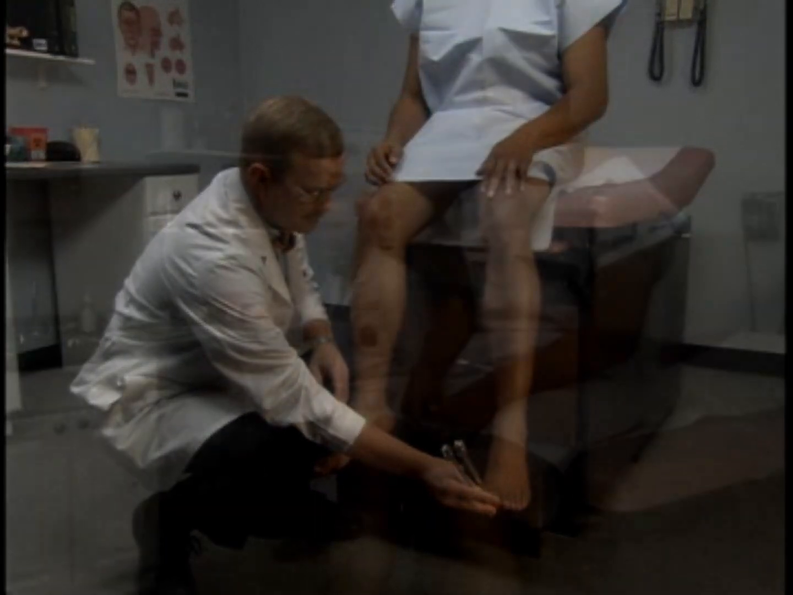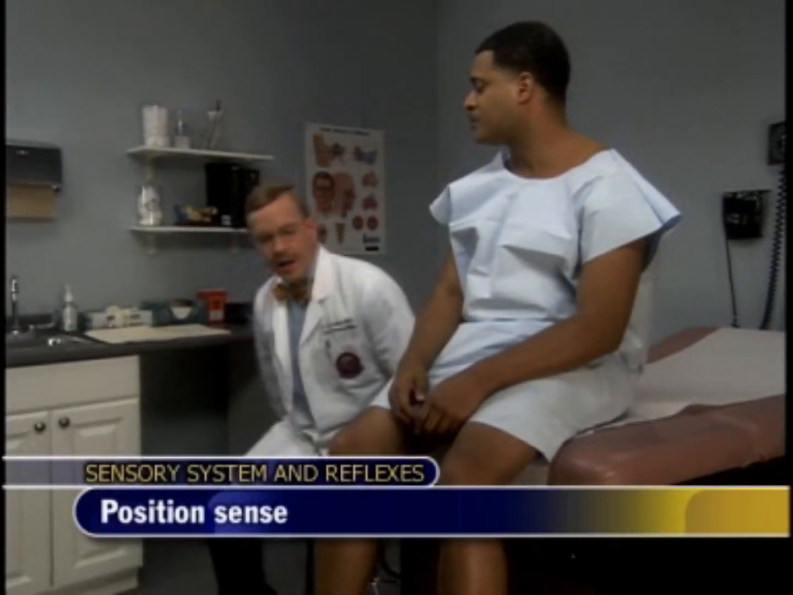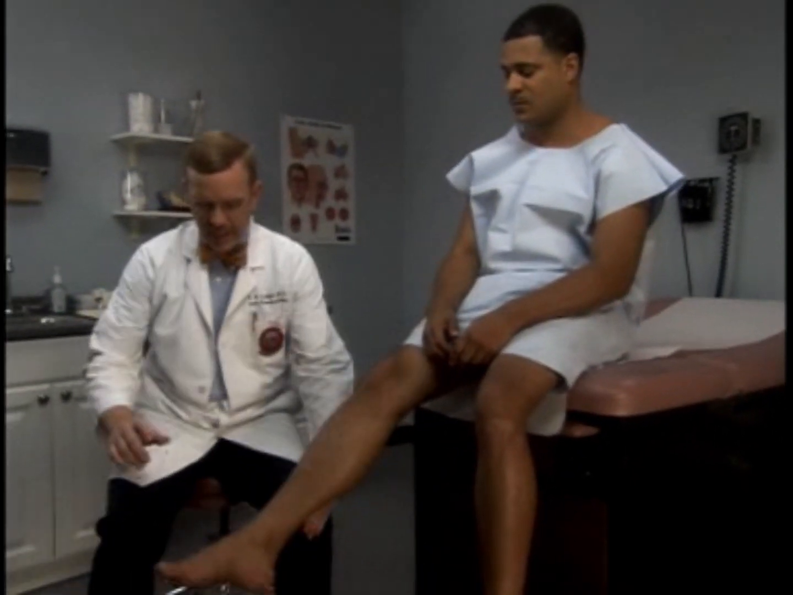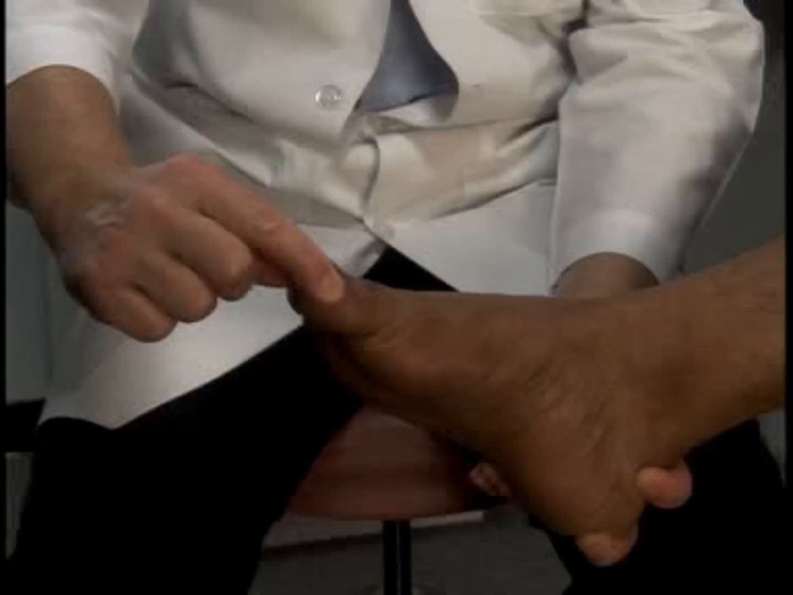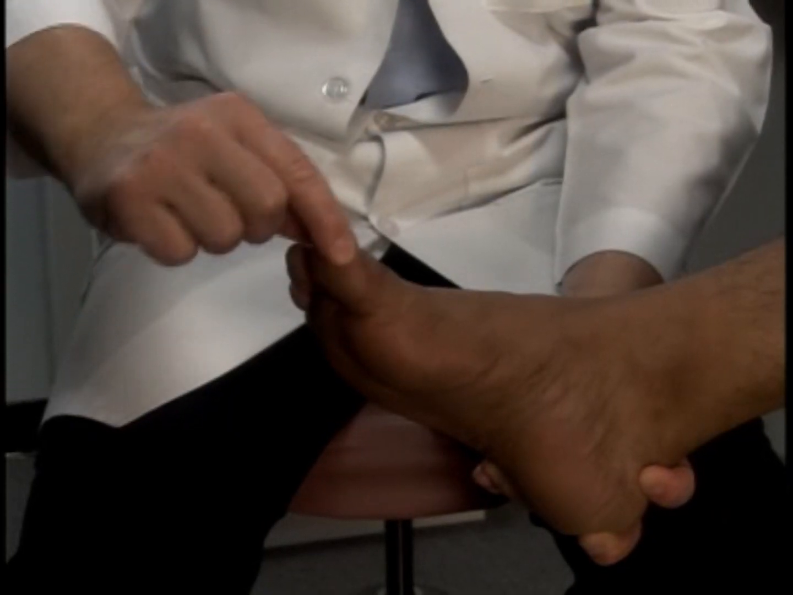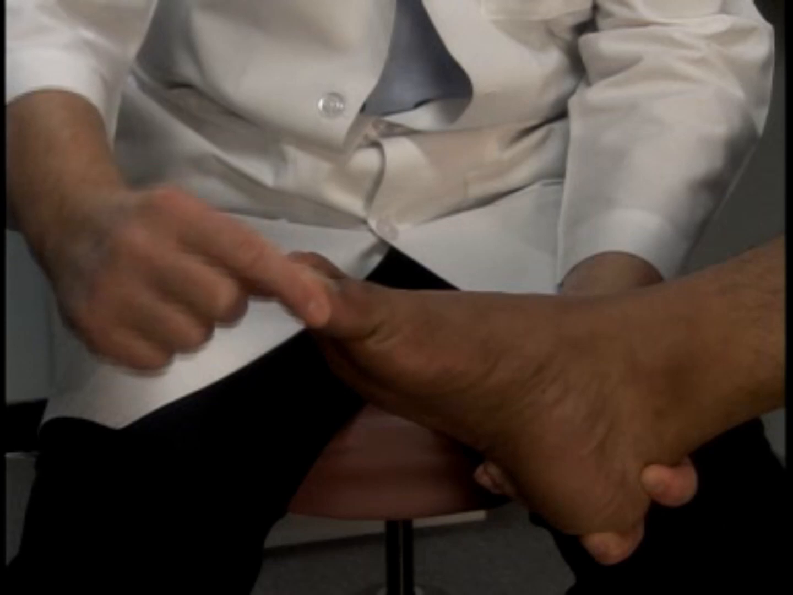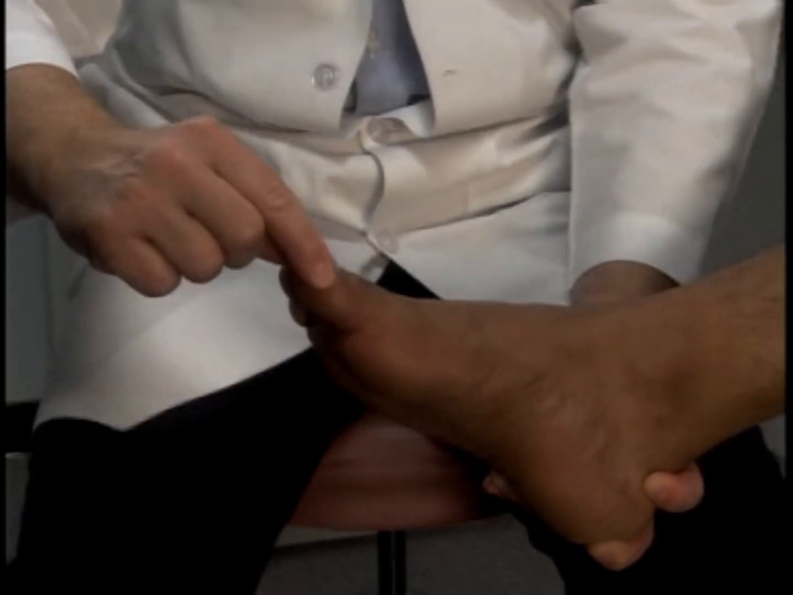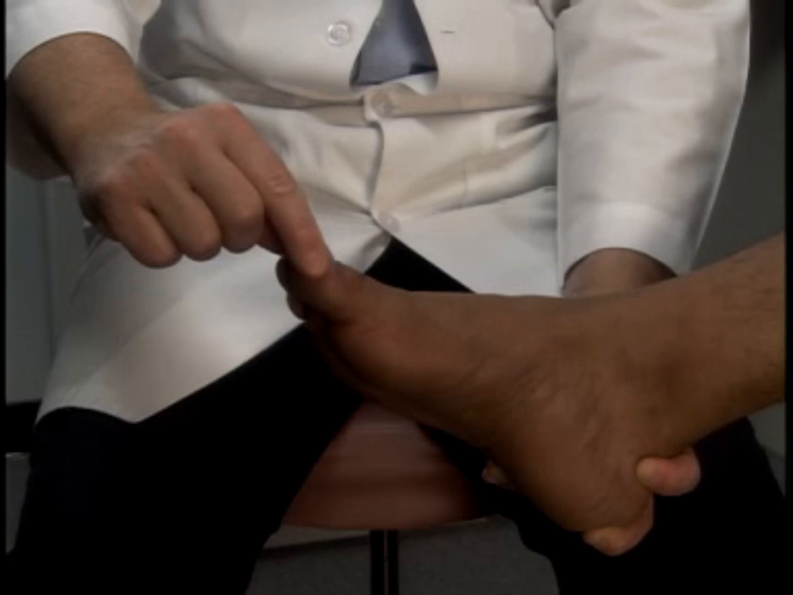For the next part of the exam, test position sense. Next, I'm going to test position sense in your feet. Hold the sides of the patient's big toe with your thumb and index finger. Avoid touching the other toes. First, move the toe up and down, identifying each position as the patient watches. Next, ask the patient to close his eyes and tell me which direction it goes.